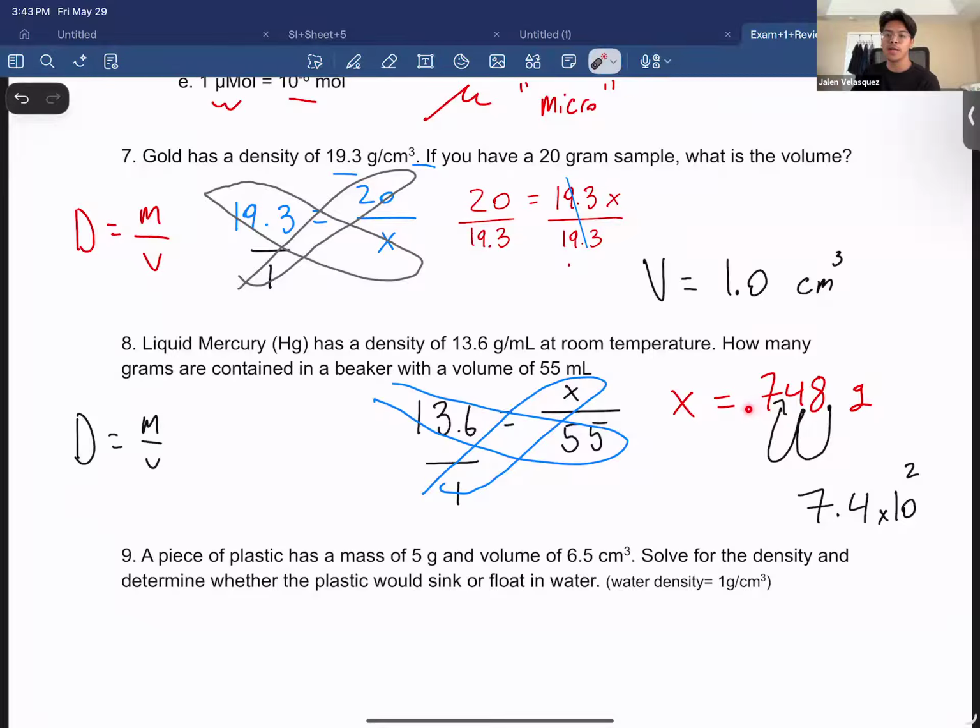Now, there's one more annoying thing about the math here. It was 748, right? There's technically an 8 after this. So, Alex, it wants you to round up. So, you would actually just write this as 7.5 times 10 to the 2 grams. And that's what your answer would be.